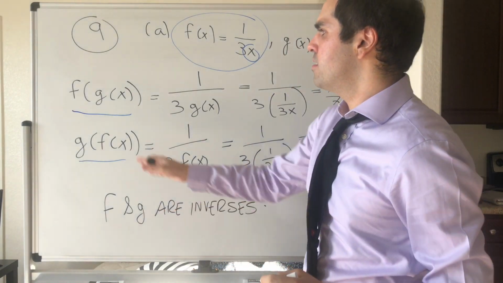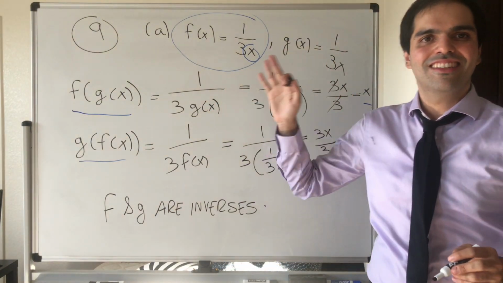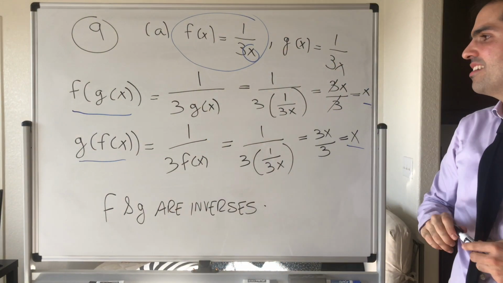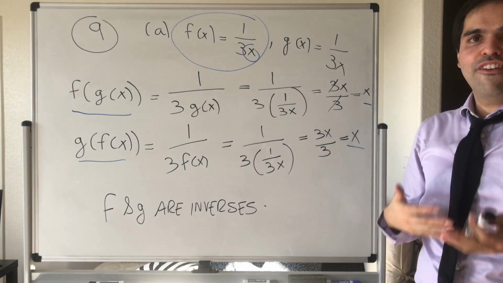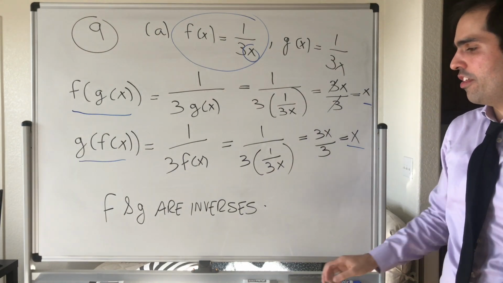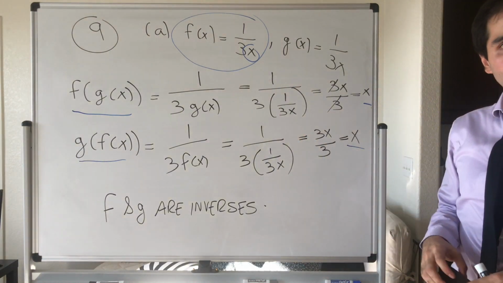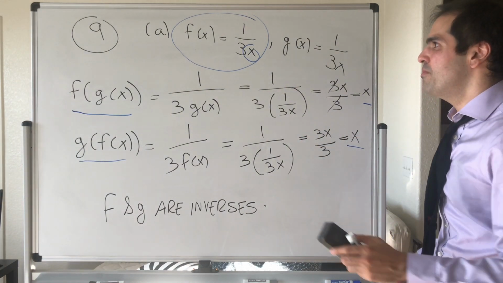Inverse literally means f of g of x equals x and g of f of x equals x. So f and g undo each other. All right, let's do a similar exercise. So, second part of the problem.